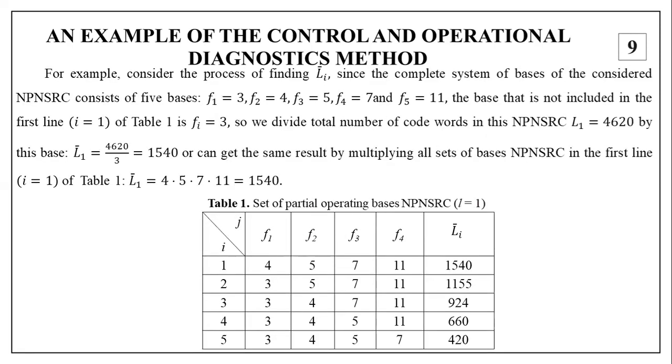For example, consider the process of finding inversion Li. Since the complete system of bases of the considered system in residual class consists of 5 bases, 4 information and 1 control, total 5 bases. The base that is not included in the first line of table 1 is base Fi equals 3. So we divide the total number of code words L1, which is 4,620, by this base 3, or we can get the same result by multiplying all the bases in the first line of table 1.